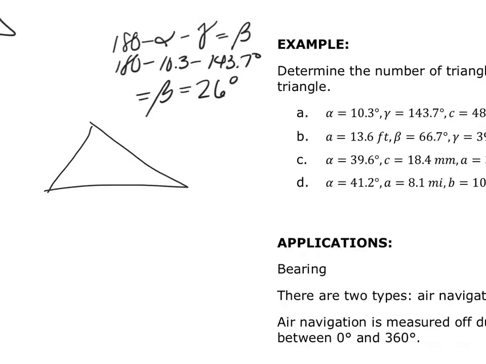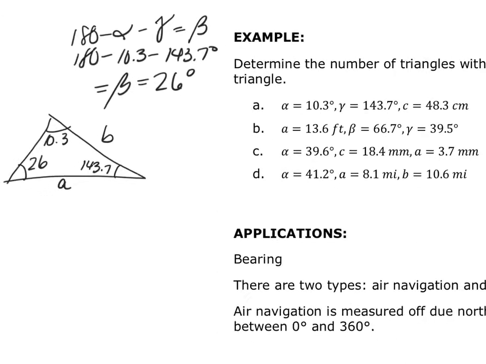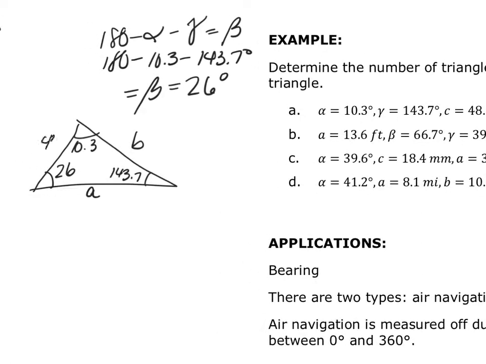I'm going to go crazy this time and put my alpha up here. That means my A has to be opposite it. I'm going to put my beta here, so my B has to be opposite it. I'm going to put my gamma here. That means my C, which is 48.3 centimeters, has to be opposite it. Now I'm going to do the law of sines twice, once to find A and once to find B.